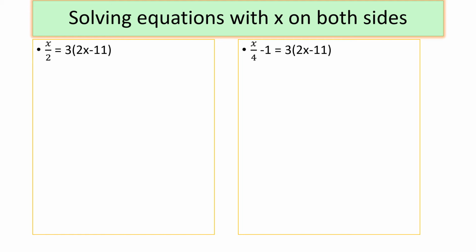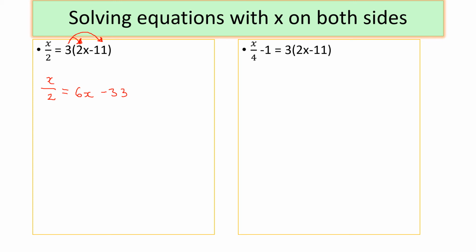And now the last set of examples, as you can see, we have some fractions involved as well, and we've got brackets. So I want to get rid of the brackets first. Now you could get rid of the fraction first as well, in this example here, but not in the second example. It will be easy to make a mistake with the other example. So it's better to get rid of the brackets first. So let's expand. So you have x over 2, and then 3 times 2x, which is 6x, and then 3 times negative 11, which is negative 33.